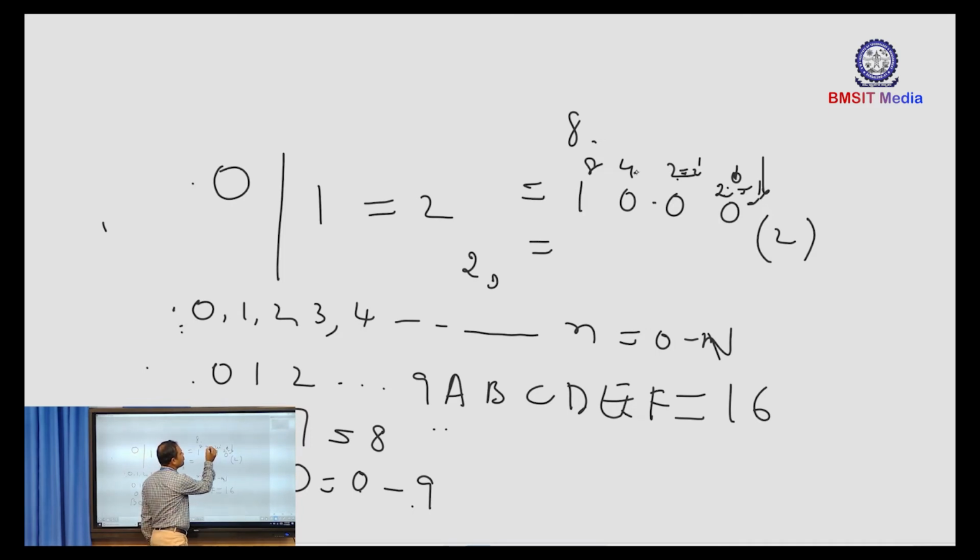Next we have written here 4. Why is it 4? Because 2 to the power of 2. Because 0 power, 1 power, 2 power. 2 to the power of 2 is definitely 4. That is why it is written 4.